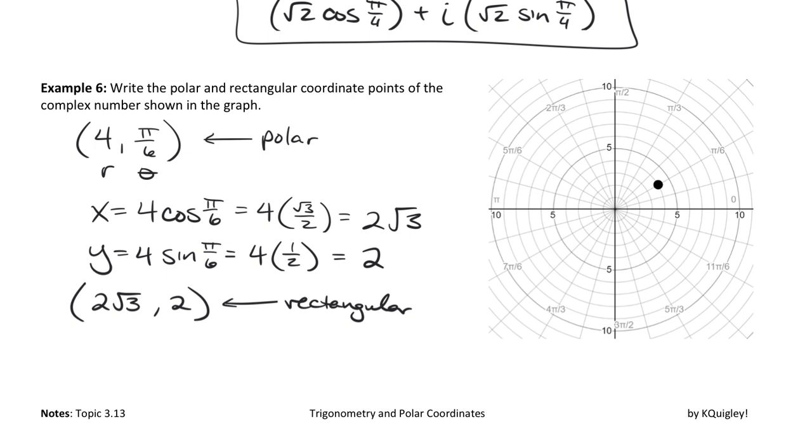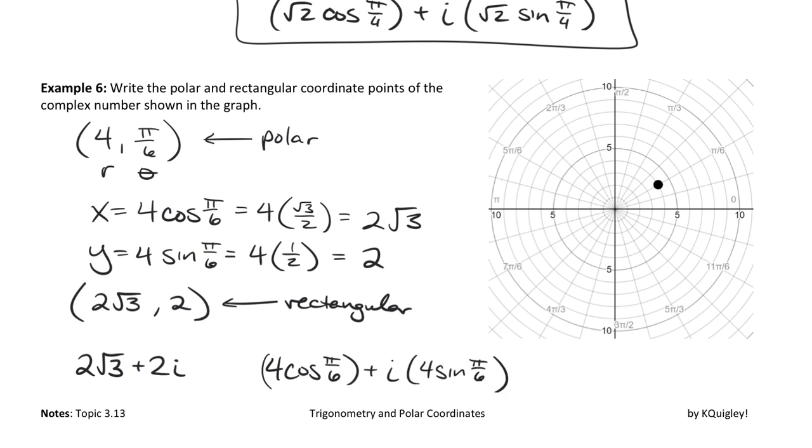And if we wanted to write this as a complex number in either format, the complex number would either be 2 square root 3 plus 2i, that's the rectangular version, or r, 4 cosine of pi over 6, plus I times 4 cosine, just kidding, sine of pi over 6. That's the complex number represented both ways. So we are able, with either given the polar or rectangular, we are able to go back and forth into either type.